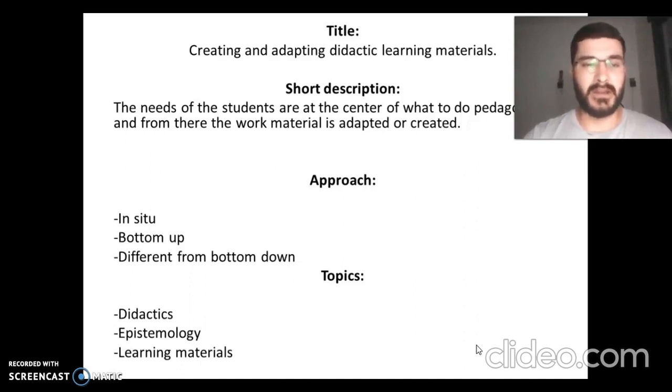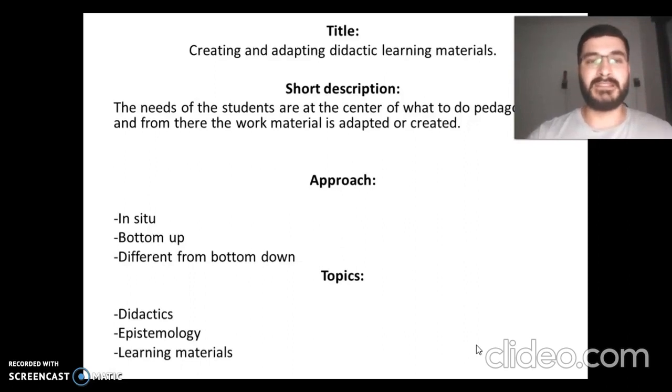In situ, in place, local activities, local strategies. And the second term is bottom up, which is actually in this idea of creating and adapting the didactic learning materials. The bottom up means a theory that I'm developing in my context in an in situ way, a practice with the tendency to become a theory, which is the opposite of bottom down. Normally, we as teachers, we are looking for theories from outside, theories to be applied in context.